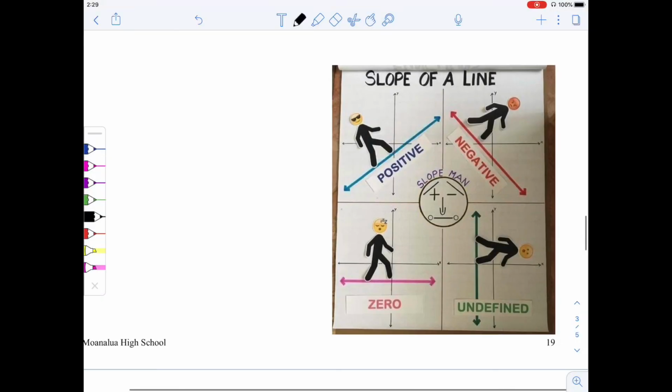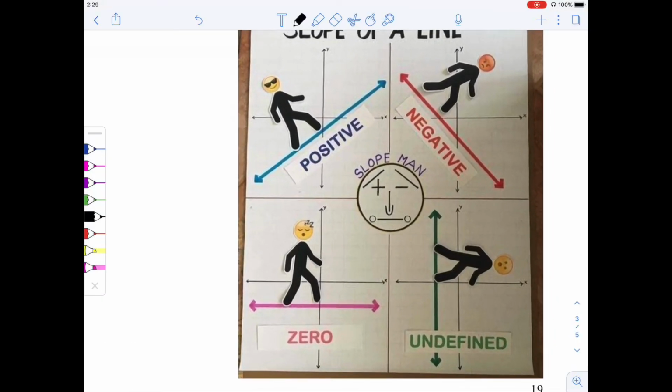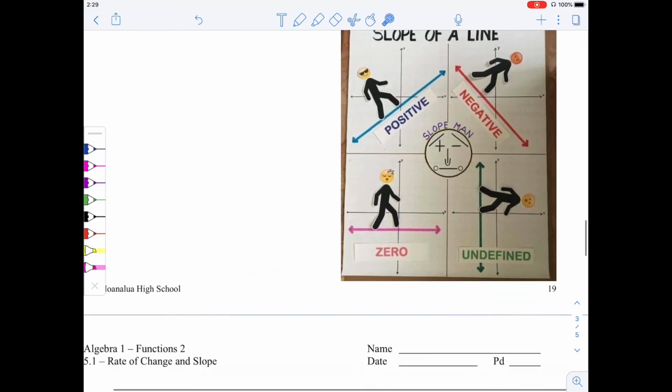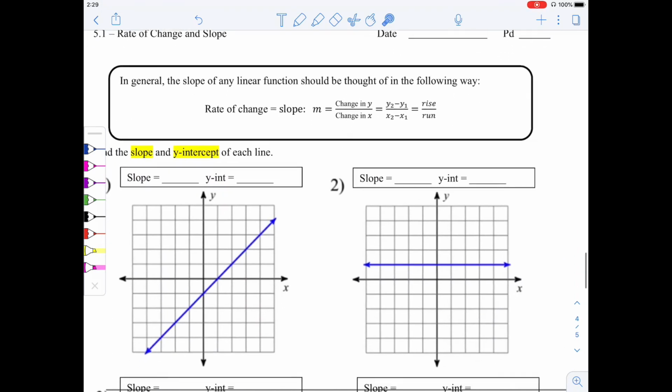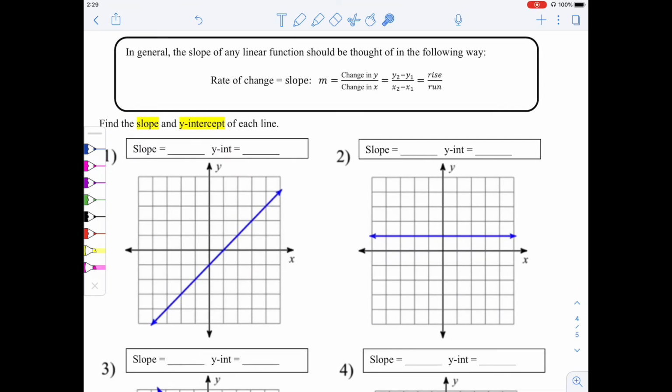And then slope of a line, right? Positive goes up to the right. Negative goes down to the right. 0 is flat ground. Undefined is straight up and down, which doesn't make sense as a slope, right? And you can use the slope formula. Our slope, rate of change, is given by change in y over change in x, which is y2 minus y1 over x2 minus x1, which is also your rise over run. So that's going to be our slope.